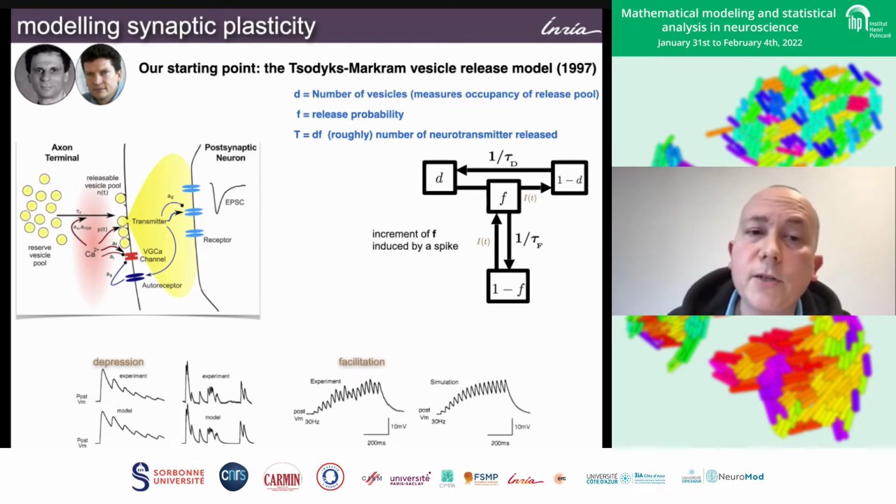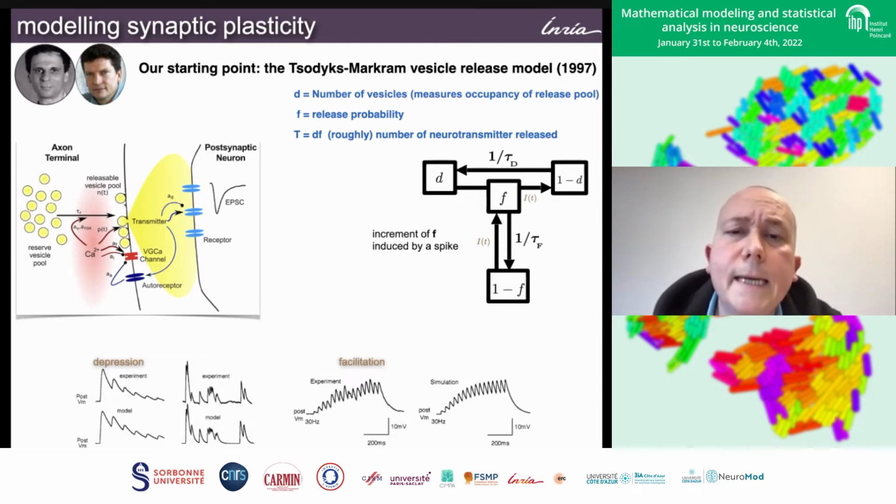This model is initially two-dimensional. There's two variables, D and F, that represent roughly for one, the number of vesicles or the occupancy of the release pool, and the other related to the release probability. So in absence of any perturbation or incoming signal, I of t, this model is at rest. However, when an input spike arrives at the presynaptic neuron, then the interaction between D and F occurs, and the interesting output of the model, which corresponds to the amount of neurotransmitter being released, is related to the product D by F.